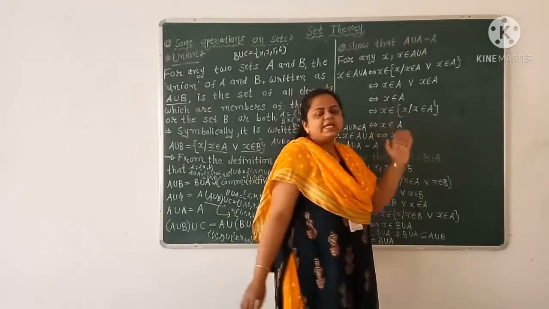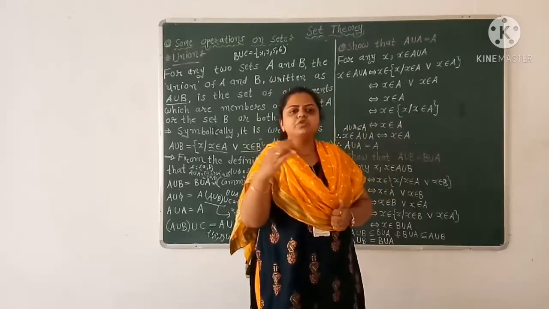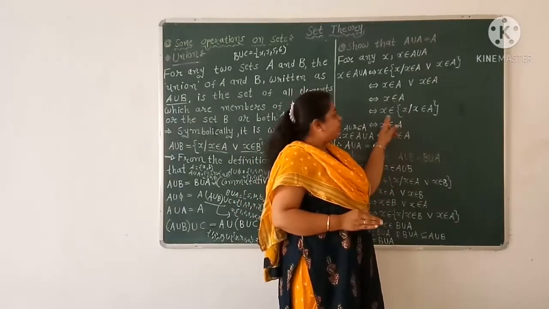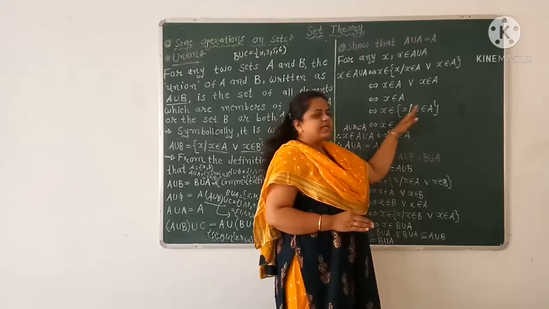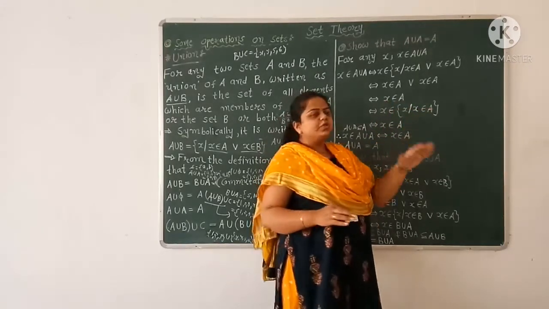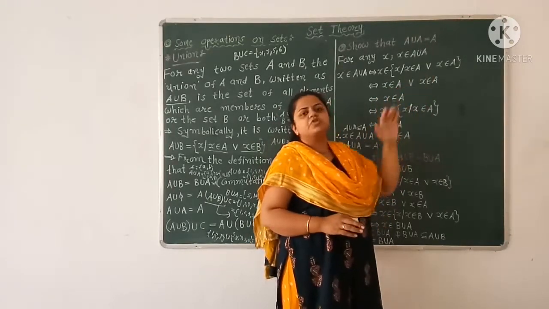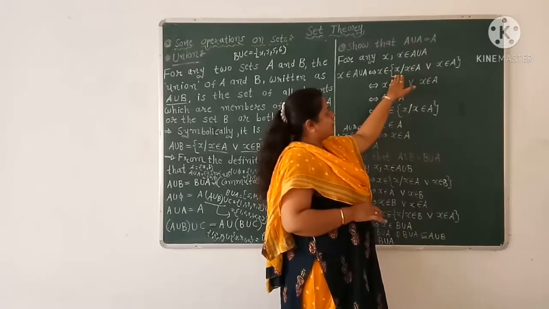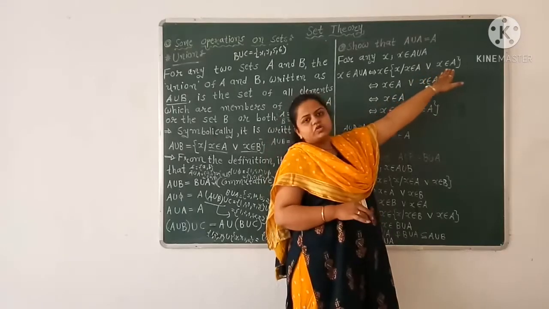So we have to take x belongs to A and prove that x belongs to A union A. So x belongs to A implies x belongs to the set of x where x belongs to A. So we can write x belongs to A or x belongs to A implies x belongs to the set of x where x belongs to A or x belongs to A.